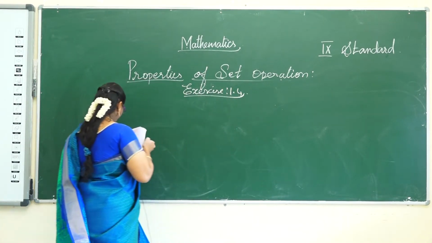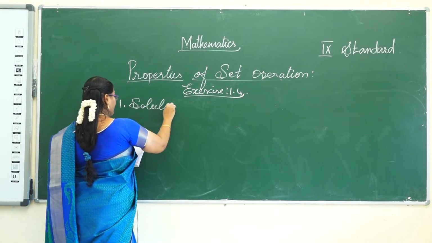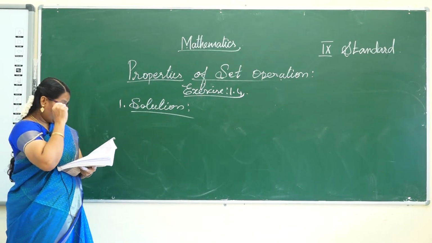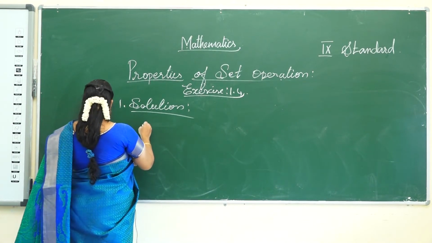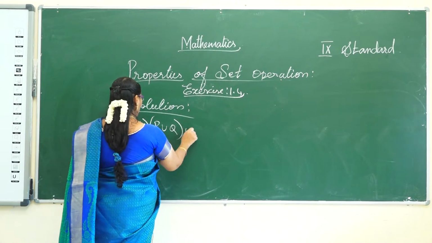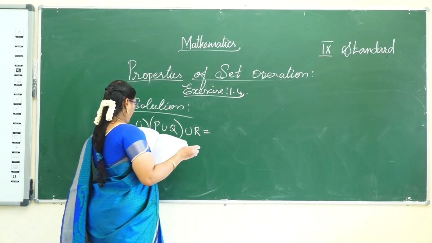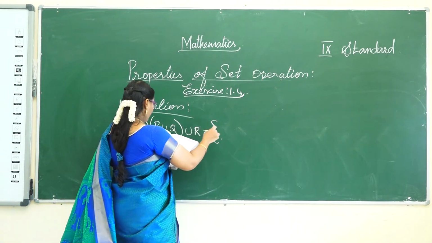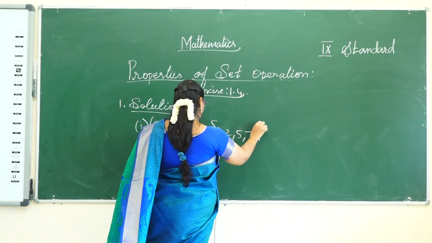1.4. The first one: if P is equal to some elements given, and Q, R, S, then find the first one, P union Q union R. Find P union Q union R. So what are the elements in set P? P has the elements 1, 2, 5, 7, 9.